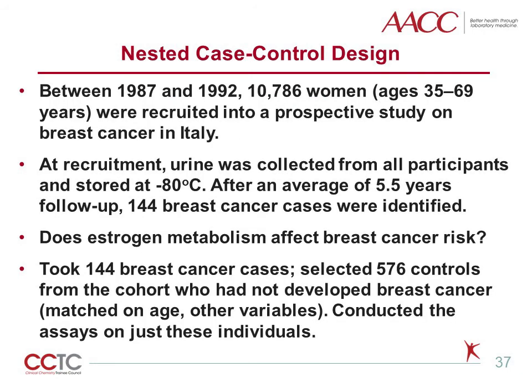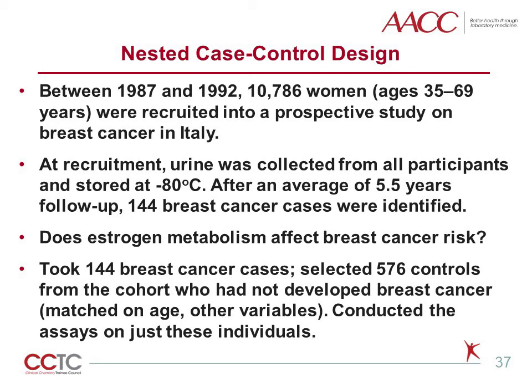So let me give you an example of that. Between 1987 and 1992, there were 10,786 women between the ages of 35 and 69 that were recruited into a prospective study on breast cancer in Italy. At the recruitment, they collected urine from everybody and stored it. After an average of 5.5 years of follow-up, there were 144 breast cancer cases that were identified. And they decided that what they wanted to look at is whether estrogen metabolism affected breast cancer risk.